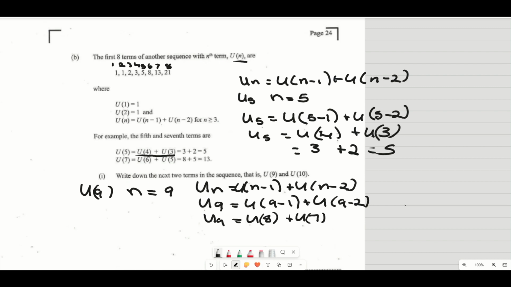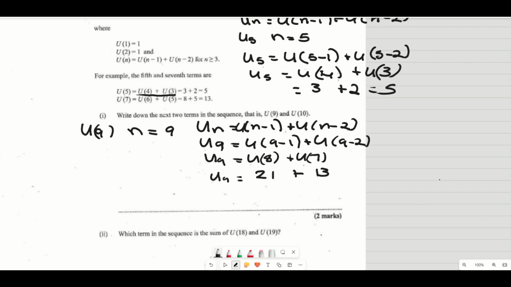Now, if you look at this, what is my 8th term? That's 21, plus u7 is 13. So my u9 term is going to be equal to 21 plus 13, which is 34. So u9 is equal to 34.